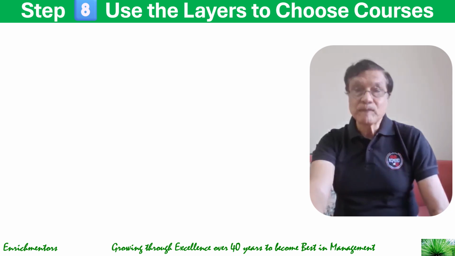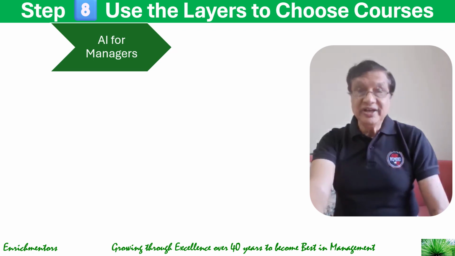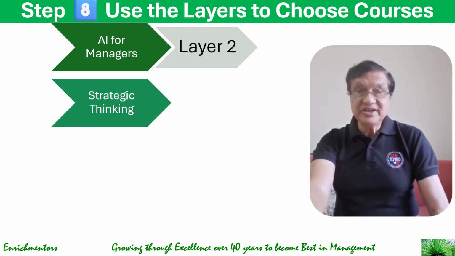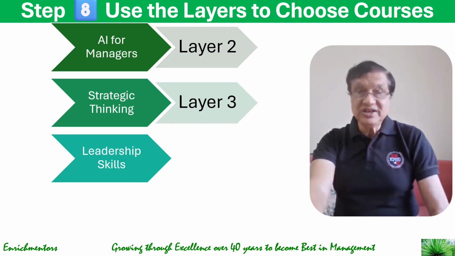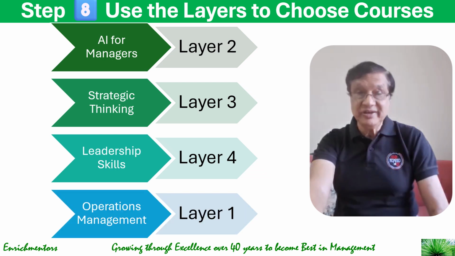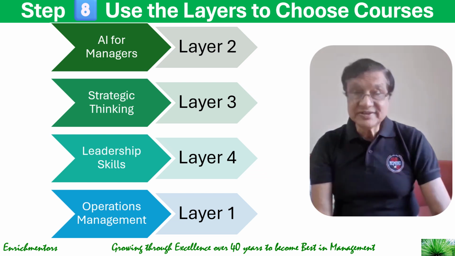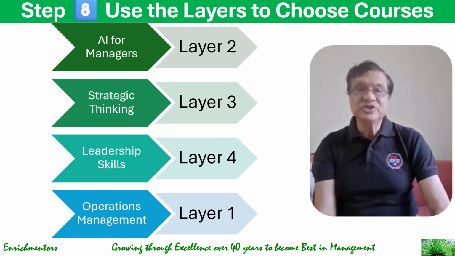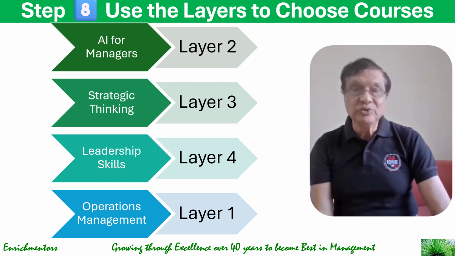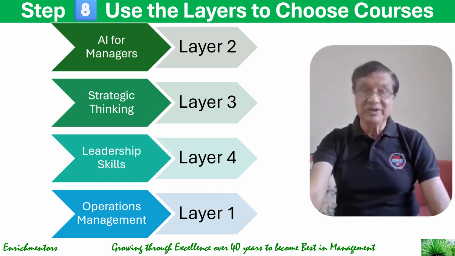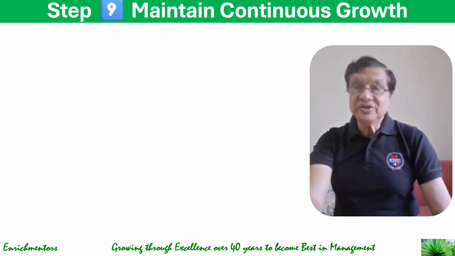Say, for example, if this course is AI for managers, the layer would be layer 2. If the course is strategic thinking, obviously it is layer 3. If it is leadership skills, it's layer 4, the human skills. And if it is only operations management, then it's layer 1. Now, what this will do is prevent random learning. And as you will learn, connecting your courses to layers has a lot more value than simply doing courses randomly. Then you maintain continuous growth.